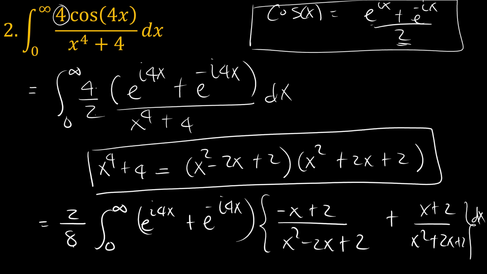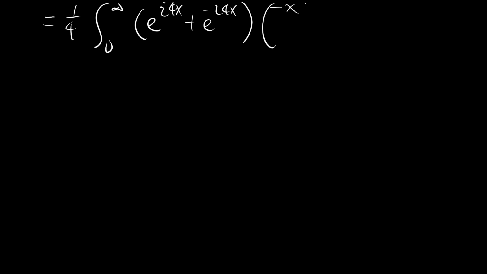Okay. So this becomes 1, becomes 4, and then we can proceed and say that we have a quarter, 0 to infinity, plus 2 plus x plus 2.